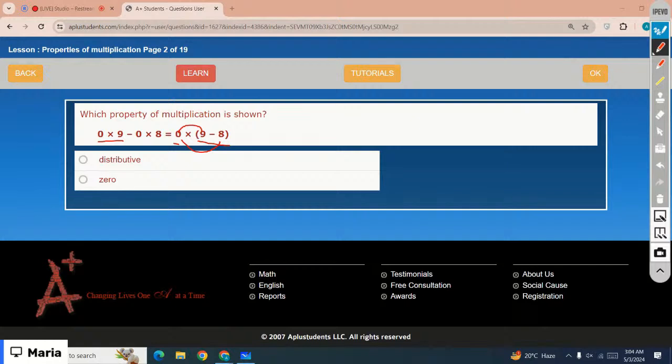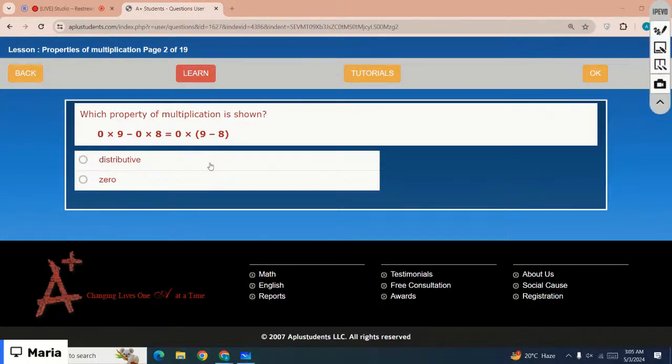The correct option is distributive property, right? When you have addition or subtraction sign inside the bracket, and outside you have a multiplication sign, that means that is the distributive property. So it is the distributive property of multiplication over subtraction, right?